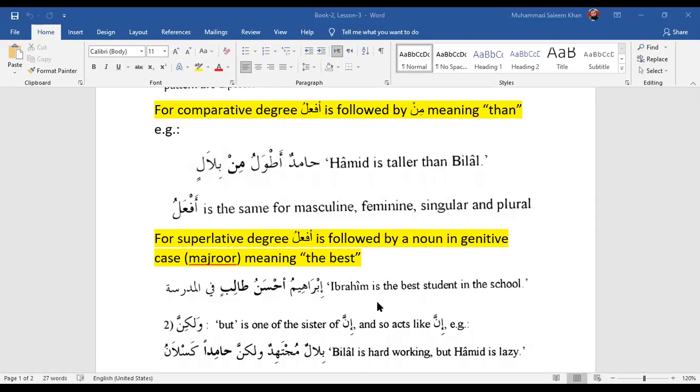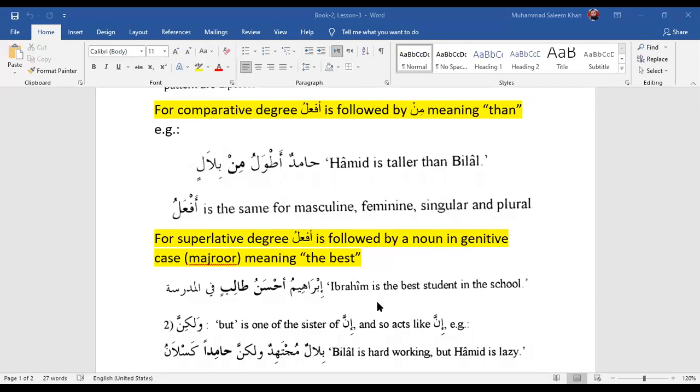Yes, Mufid, you have a question? Someone raised hand to ask a question. Sir, if there is any other preposition like ila? No, there won't be any other preposition.